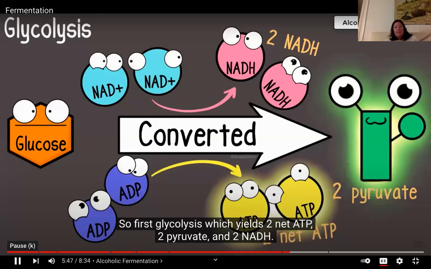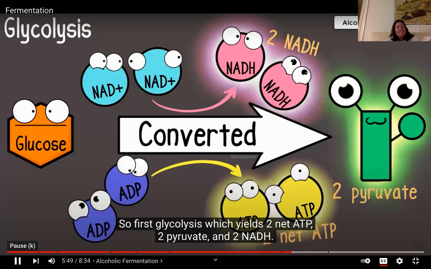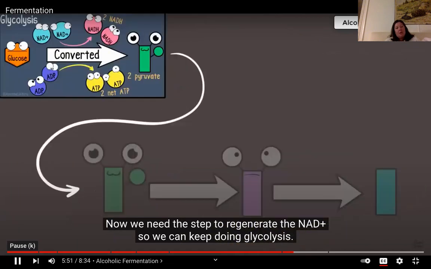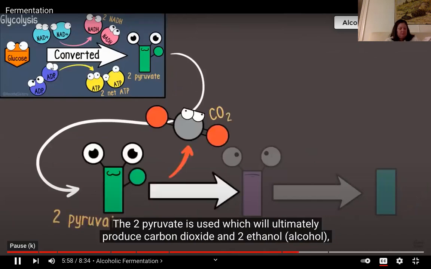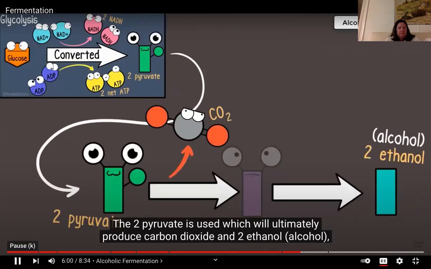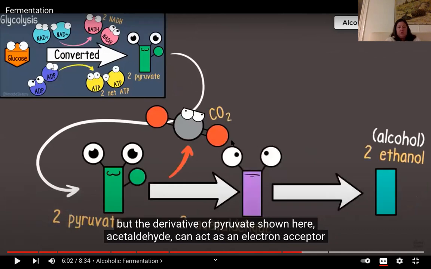2 net ATP, 2 pyruvate, and 2 NADH. Now we need this step to regenerate the NAD+, so we can keep doing glycolysis. The 2 pyruvate is used, which will ultimately produce carbon dioxide and 2 ethanol, alcohol. Okay, so we have giving off CO2, and it's producing acetaldehyde, which is an alcohol.